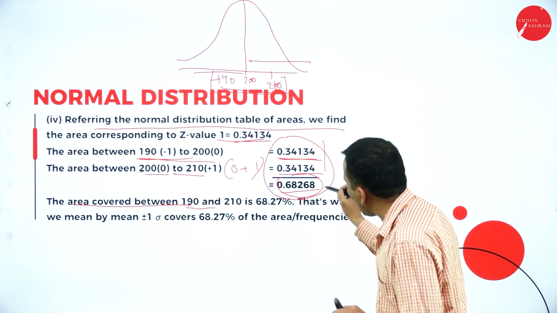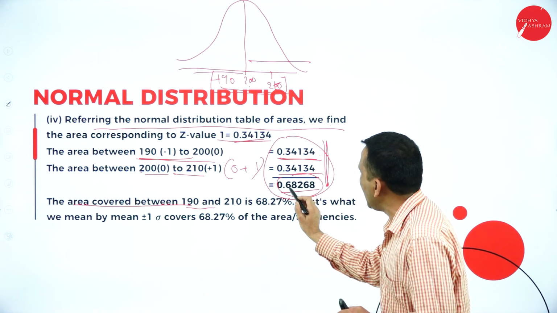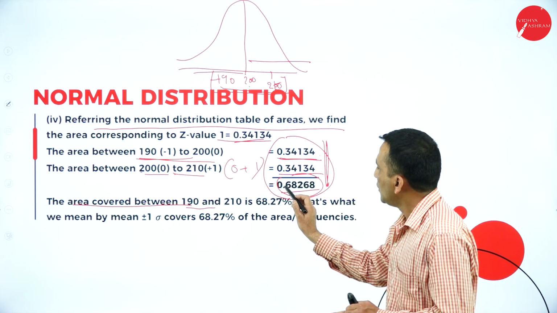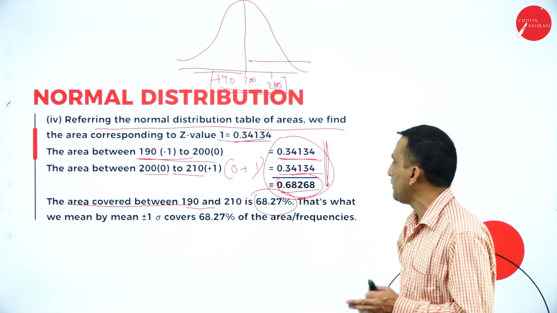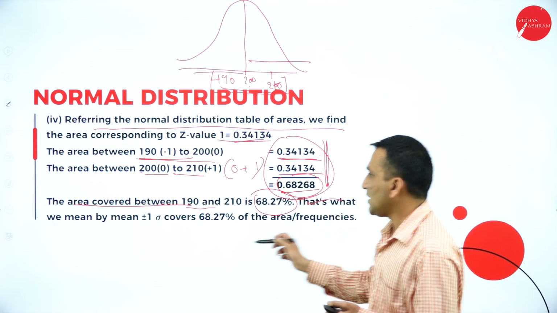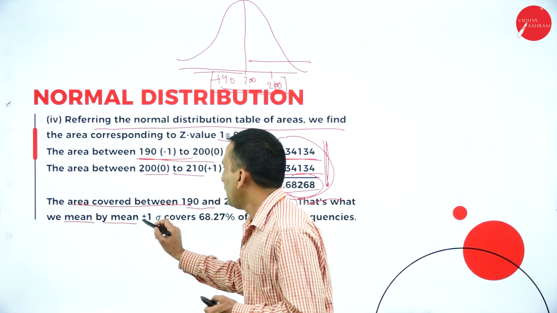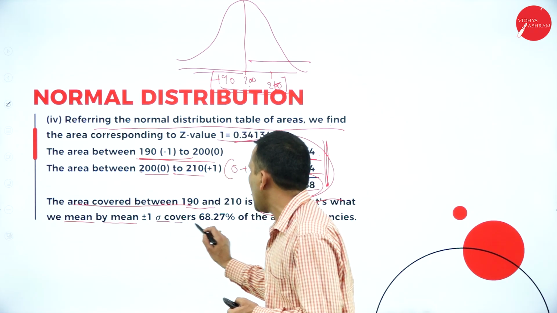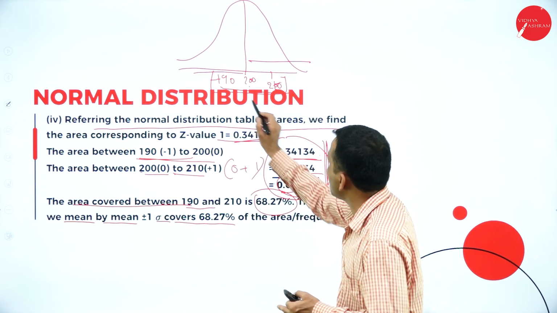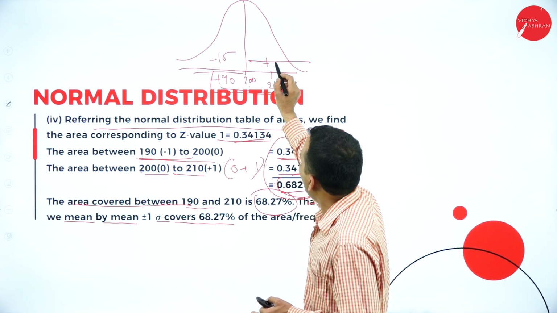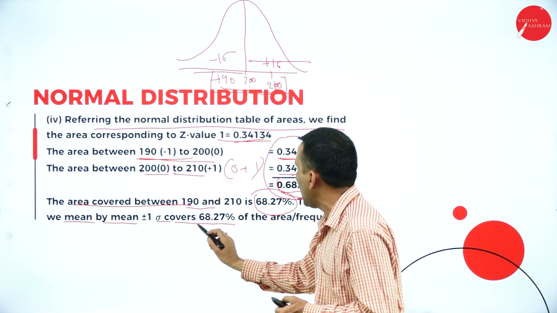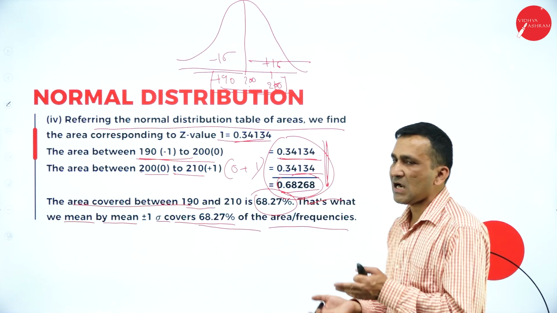So now, taking the total together, we are getting the fraction value 0.68. We can write it as a percentage, 68.27%. That's what we mean by plus or minus sigma covering 68%, because here is minus 1 sigma and here is plus 1 sigma, the value we are getting. So that is the area covered.